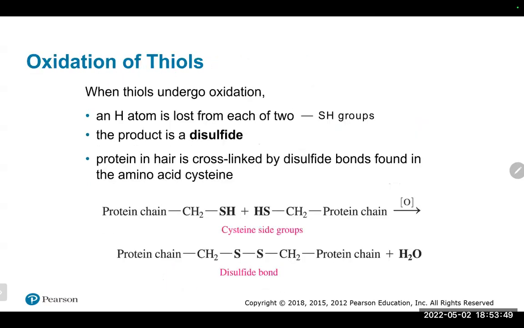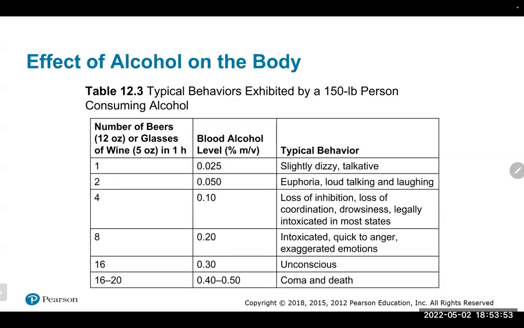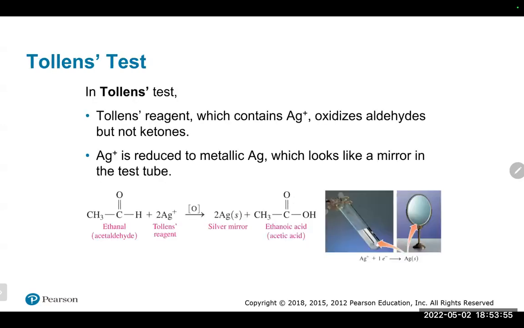All right. We also talked about the oxidation reduction reaction of thiols last time. Let's talk a little bit about some tests that can help you determine an aldehyde versus a ketone. There are 2 types of tests. One is what's referred to as the Tollens test.